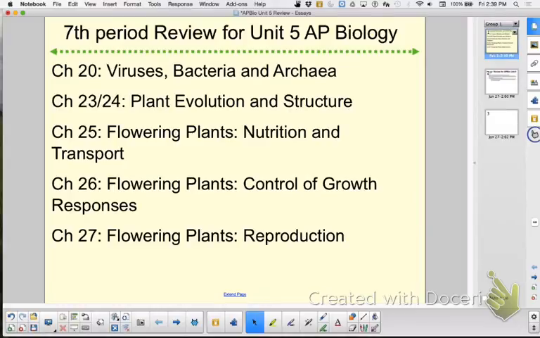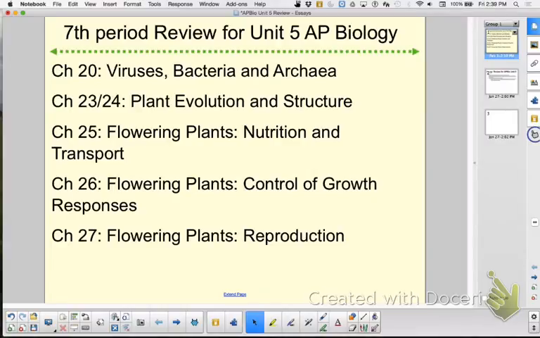Structure. What are some structure things maybe I didn't ask you a question about on the essay that you might want to know the differences between? Like monocots and eudicots. That might be something I could ask you about. Identify 4 monocot traits, 2 eudicot traits, or something like that. That would be a good question.